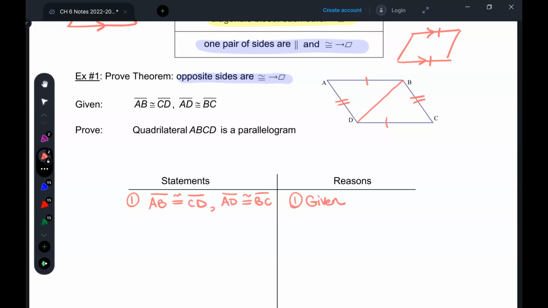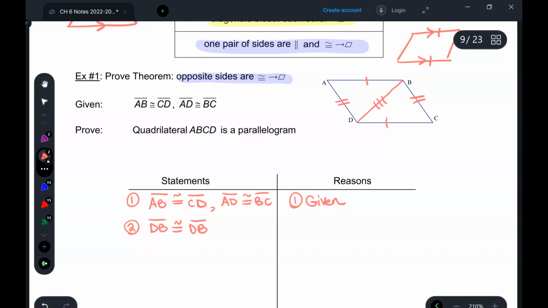First of all, remember when we were doing a lot of the proofs, we were proving triangles congruent. We don't know that it's a parallelogram. But what do we notice if I draw one of the diagonals? That can be a side that they share. All right, so I'm going to put DB congruent to DB. That's our reflexive property.